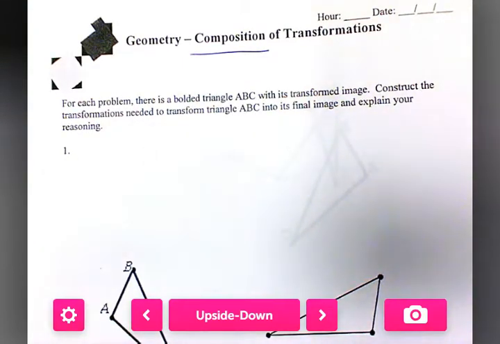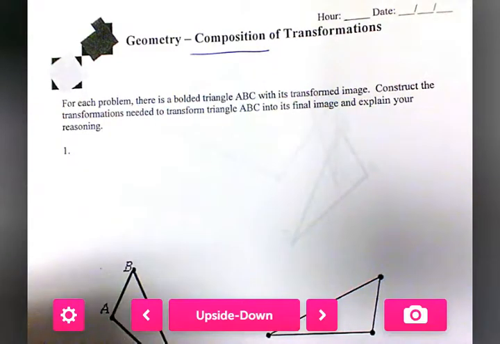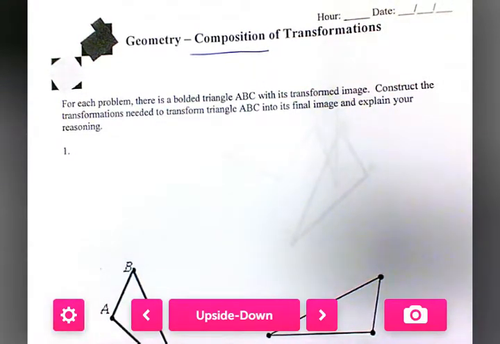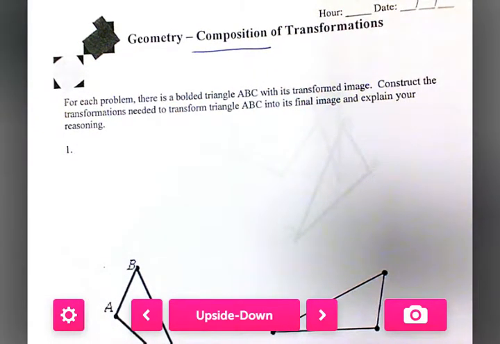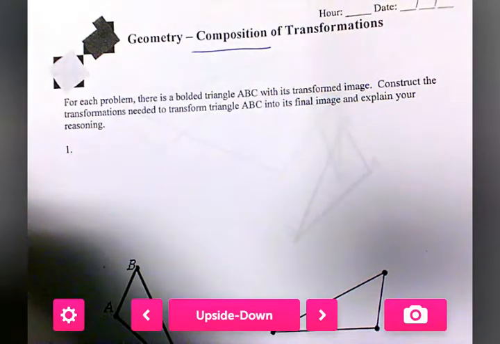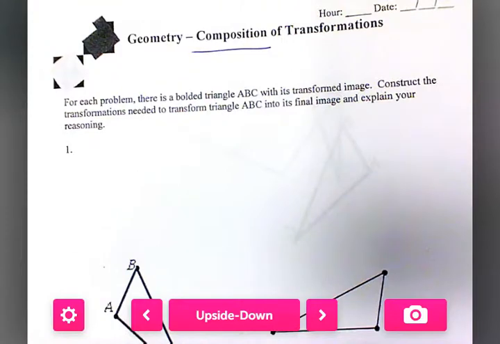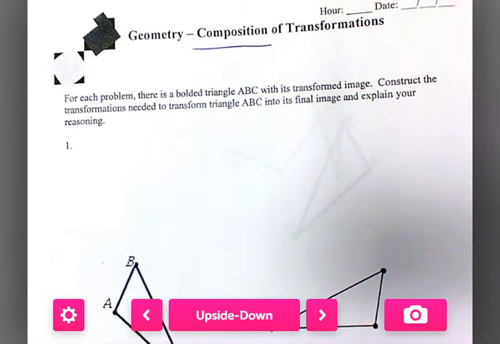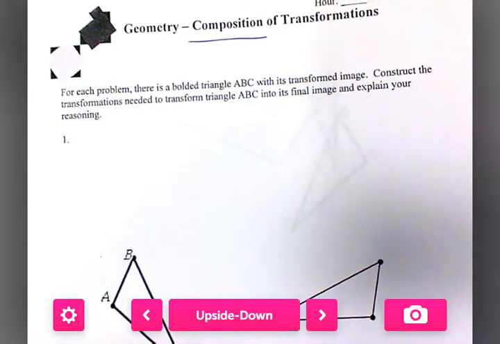Somebody asked me before I started recording, is this different from yesterday's? And the answer is yes, it is. But the only difference is there's two things that happen. Okay, so we're going to just look at number one. I'm going to do a couple of them, and then the rest is going to be your classwork/homework. Whatever you don't finish in class becomes homework.